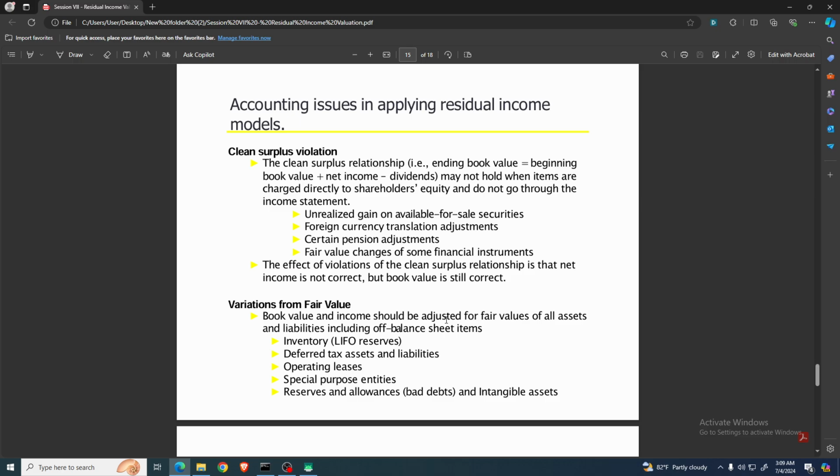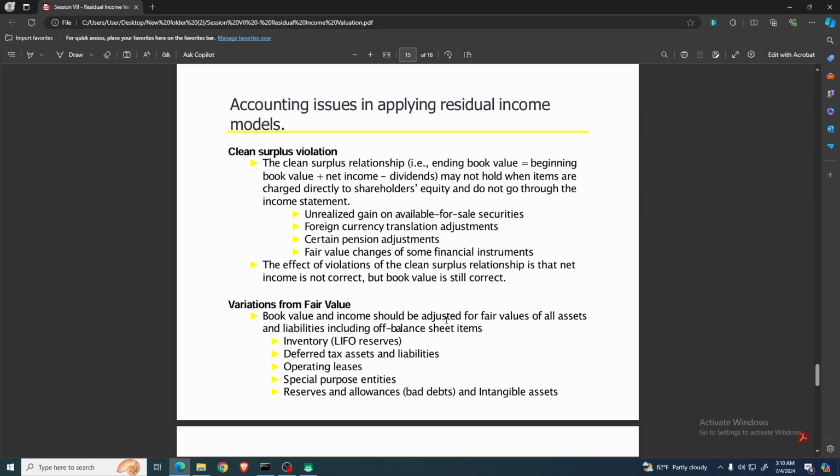Then you have pension adjustments. Certain pension costs might be reflected directly in the equity as well. And then you have fair value changes of financial instruments. Gains or losses on revaluation can again be recorded directly in equity. Actually, that would be the most general case when it comes to revaluation of certain assets. So what's going to be the impact here? Violations of the clean surplus relationship mean that net income may not be correct, even though the book value is accurate. This discrepancy can lead to errors in residual income calculations.